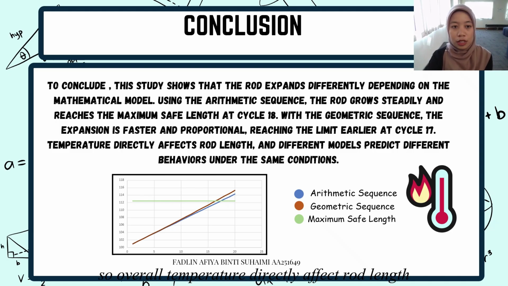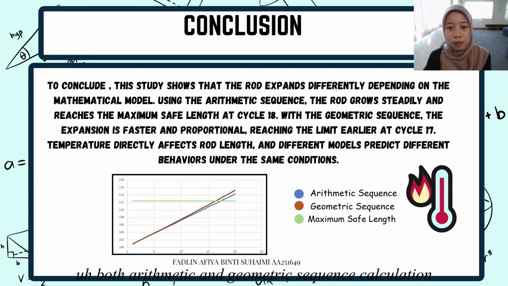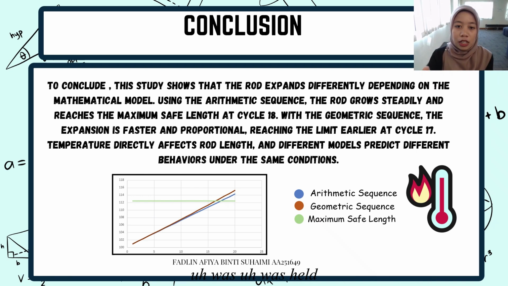So overall, temperature directly affects rod length, and different models predict different behaviors under the same condition, which means even though both arithmetic and geometric sequence calculations were done with the piston rod heated repeatedly under the same condition, the results still have a little difference.